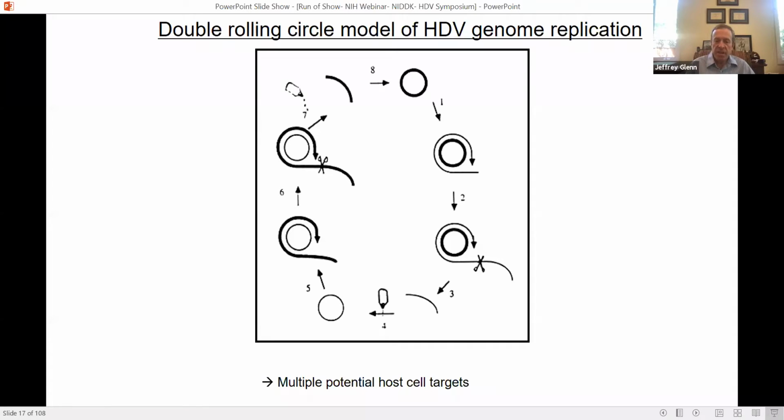There's then a ligation event to generate circles of opposite polarity. And then the cycle is conceptually completed in the opposite direction, again, with production of multiple linear concatemers of the negative strand, which then also have a ribozyme activity, regenerating the incoming form of the viral genome. And next slide, please.